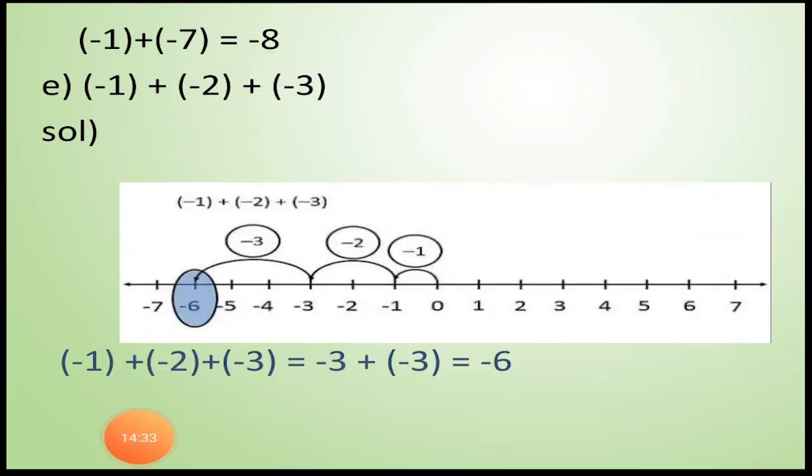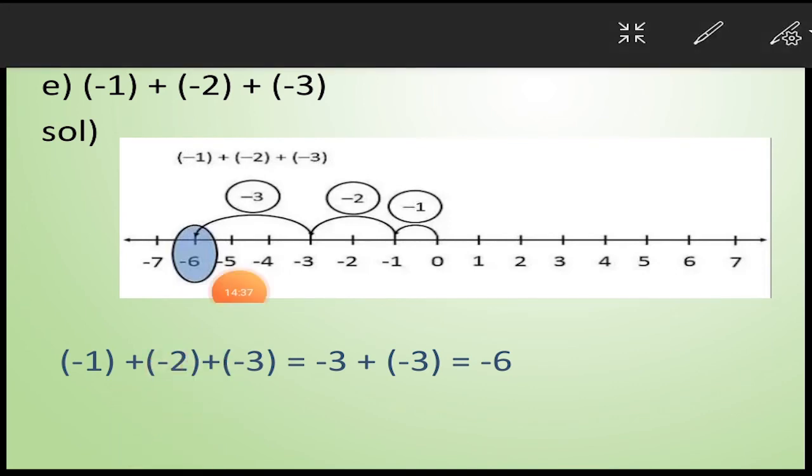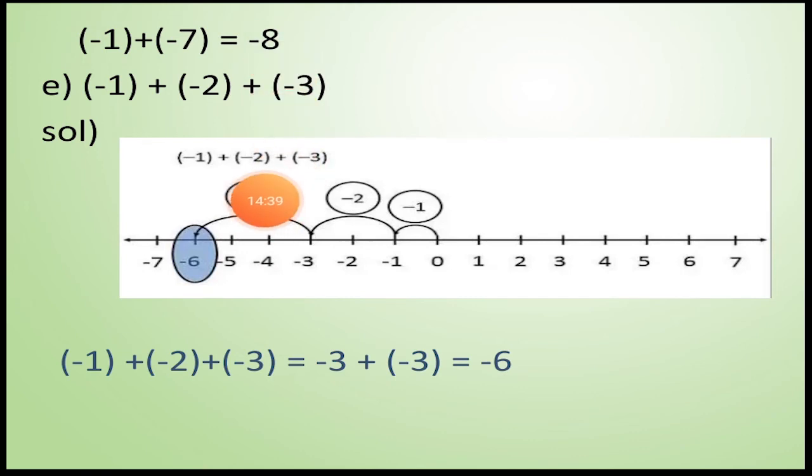Okay. Now see here how we can represent the addition of three integers through the number line. So minus 1 added with minus 2 added with minus 3. So we'll take the rule that when we have to add two negative integers, we go ahead with adding them first of all.